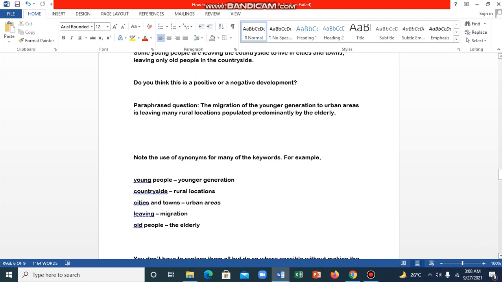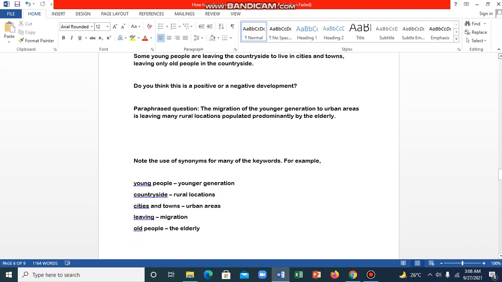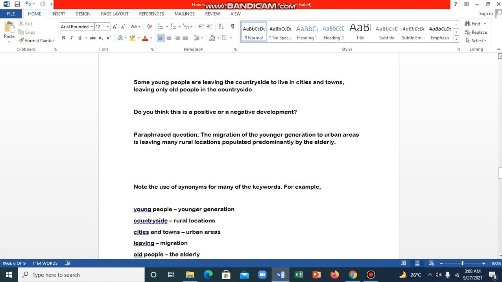Do you think that this is, यहाँ पे एक question है कि some young people are leaving the countryside to live in cities and towns, leaving only old people in the countryside. Do you think this is a positive or negative development? ठीक है, अब इस चीज़ को हम paraphrase करते हैं.